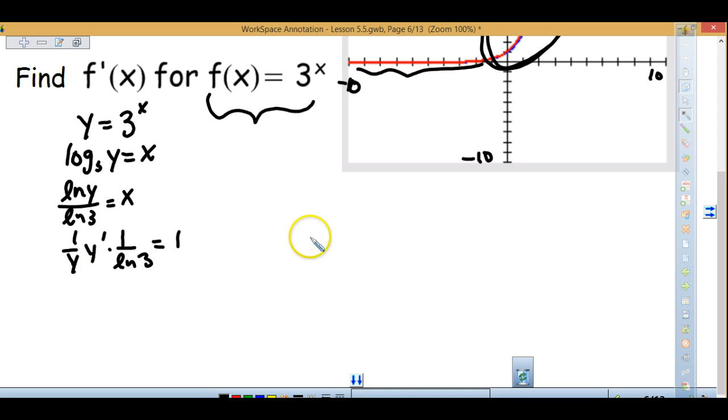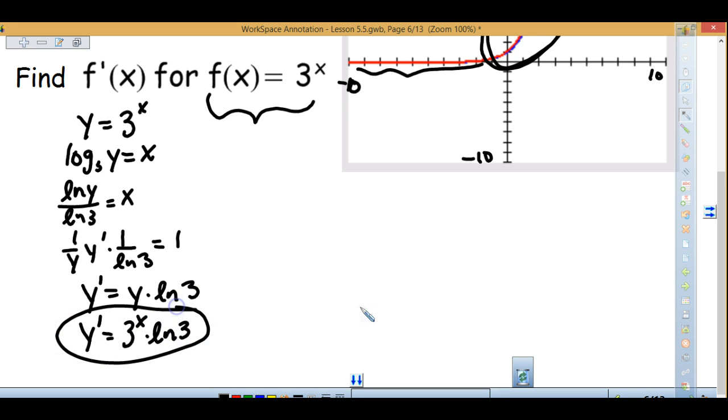So if I get y prime by itself, which is my goal because I want to take the derivative, I'm going to multiply y to the other side. I'm going to multiply natural log of 3 to the other side, and the 1's just hanging out. So the derivative is equal to y times natural log of 3. And recall that y is equal to 3 to the x. So the derivative is 3 to the x times natural log 3.